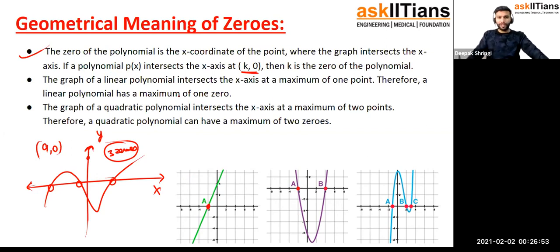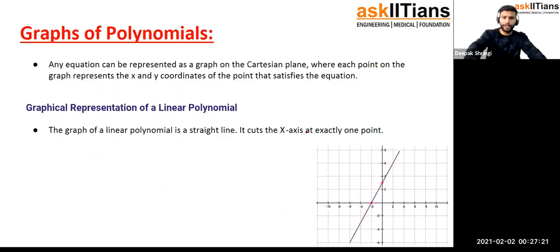The graph of a linear polynomial intersects... Okay, fine. Okay, fine. We already know this. Guys, for a linear polynomial, we have a maximum of 1 zero. For quadratic, we have a maximum of 2 zeros. For cubic, a maximum of 3 zeros. For biquadratic, a maximum of 4 zeros, and so on and so forth, right? That's simple. For linear, there is 1. For quadratic, 2. For cubic, 3, and so on, right? Simple, eh? Let's move forward now.